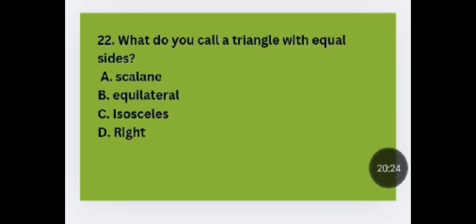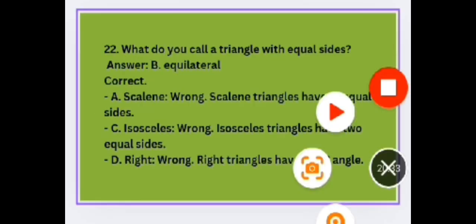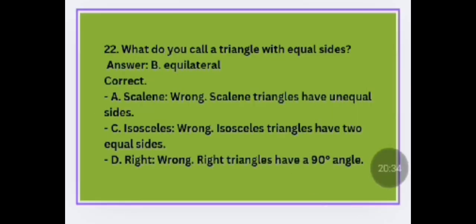What do you call a triangle with equal sides? A. Scalene, B. Equilateral, C. Isosceles, D. Right. So the best answer is B, Equilateral. Scalene is wrong because scalene triangles have no equal sides. Same goes with the isosceles triangle. It has two equal sides, but not all sides are equal. And D is wrong because right triangles have a 90 degree angle.